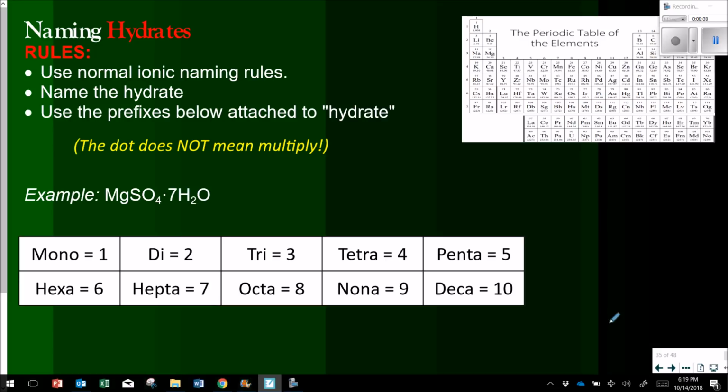We have MgSO4 dot 7H2O. So we write the name like we would for the ionic piece. Mg is magnesium. SO4 is sulfate. And then dot 7H2O, so 7 is hepta. So I say heptahydrate.